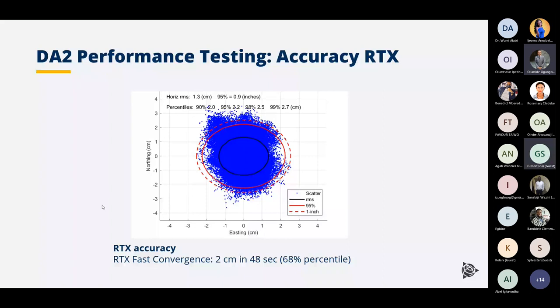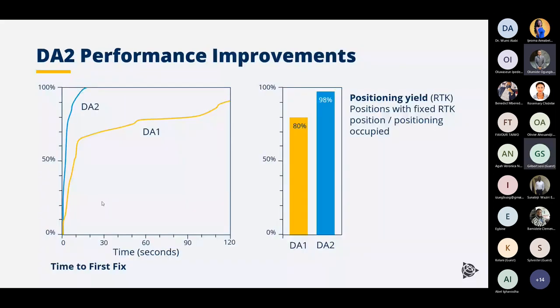This is just another slide to compare the DA1 and the DA2 antenna in terms of performance. As you can see there in blue, the DA2, the Digital Catalyst antenna, is much more improved in terms of performance. As you can see there, we're now at 98% performance yield for RTK. When it comes to the DA2 antenna, there is much more improvement in terms of performance, in terms of visualization and obtaining a fix while working in the field.